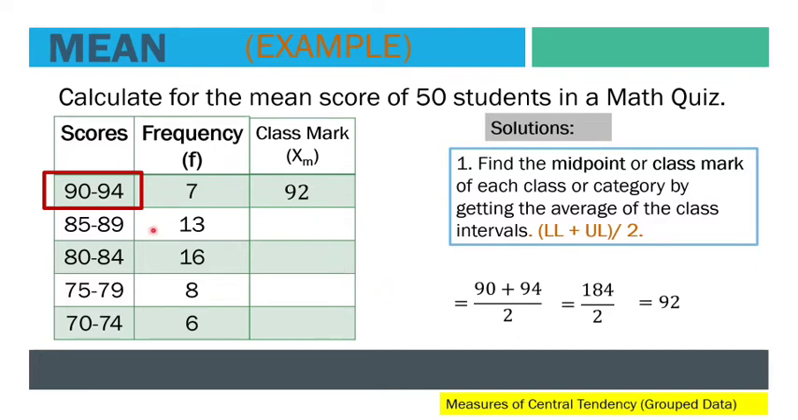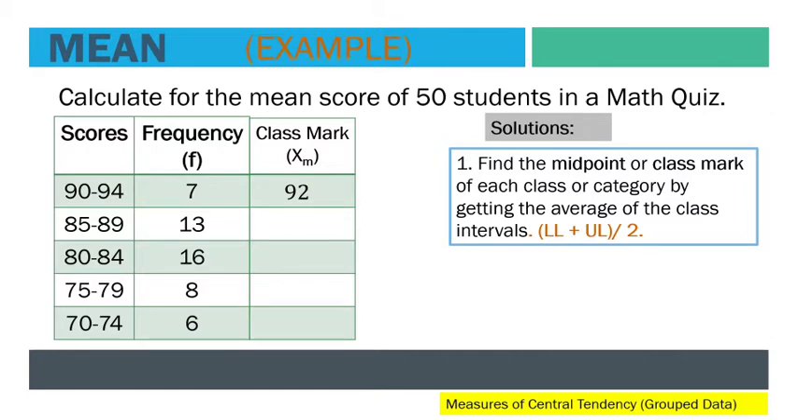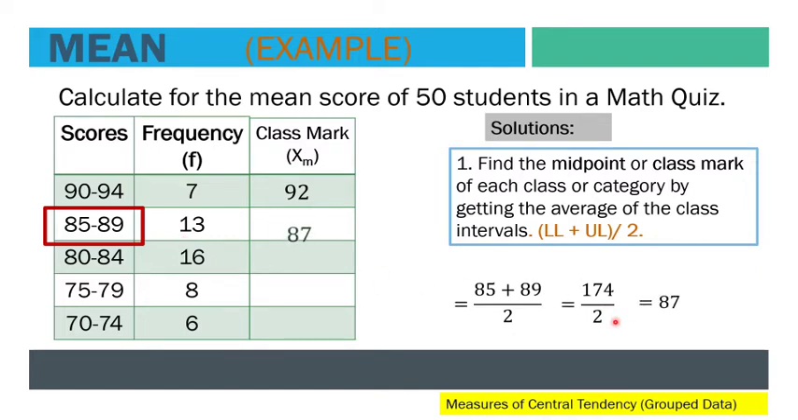Next, let's proceed to the next class mark, getting the sum of the lower and the upper limit: we have 85 plus 89, and we divide it by 2. That's 174 divided by 2, which gives us 87. That's the second class mark.